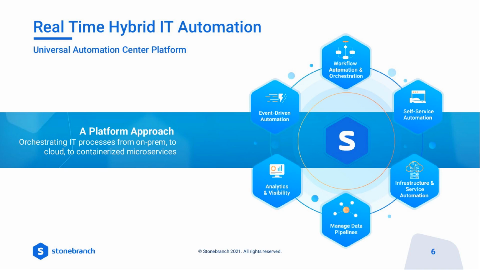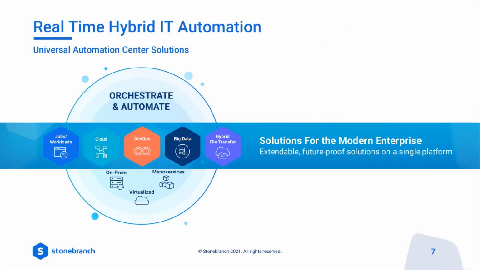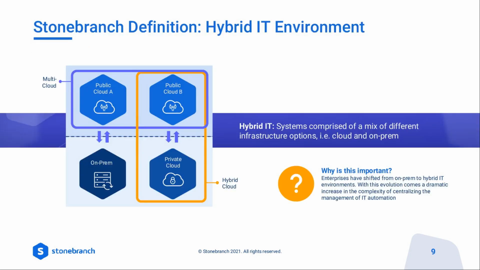So, managing and automating and orchestrating your jobs, workloads, cloud environments, big data pipelines, and file transfers is effectively what we do at Stonebranch, along with making sure that we can integrate into your DevOps methodology. But specifically for today's discussion, we're focusing on transferring files to and from your on-premises and cloud infrastructures. And this is what we mean by hybrid file transfer.